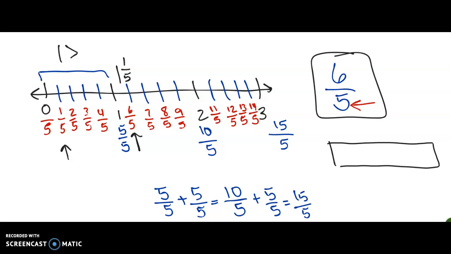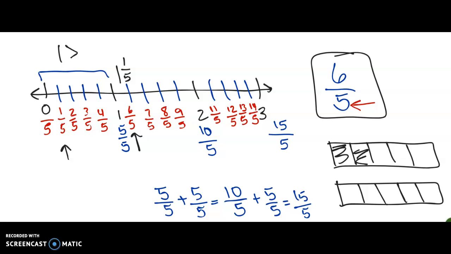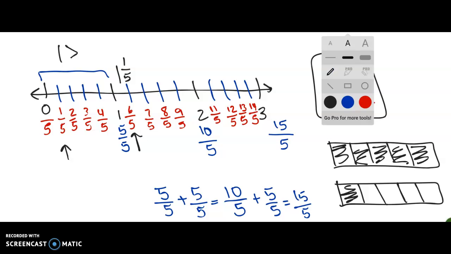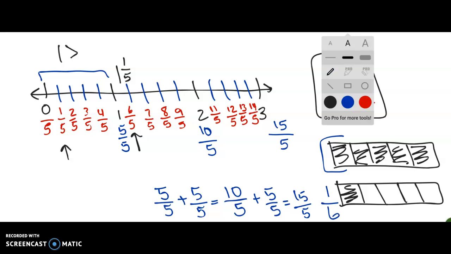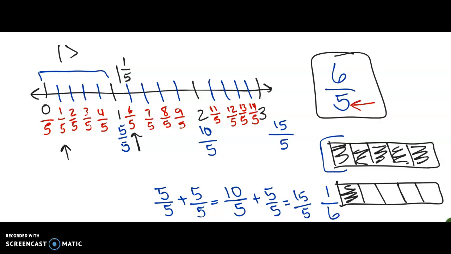So if there are 5 pieces in our shape, and out of the 5 pieces, 6 of them are shaded. You tell me the mixed number. Well, we have 1 whole, and then we have 1 out of 5 shaded. So that's how we can find our mixed number as well. But let's continue with the pattern.